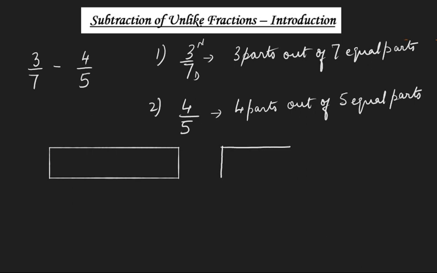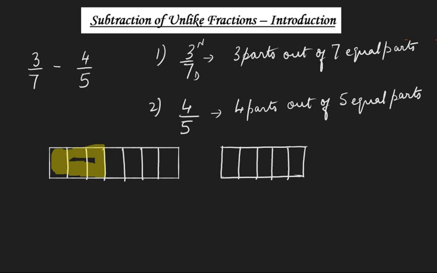Let's see if we can draw something. Okay, now let me try and cut it into 1, 2, 3, 4, 5, 6, 7. 1, 2, 3, 4, and 5. So the total number of parts will be the denominator, and 3 parts out of 7 are shaded. Suppose I take 3 parts out of 7 and shade it. What about this? 4 parts out of 5 are shaded.